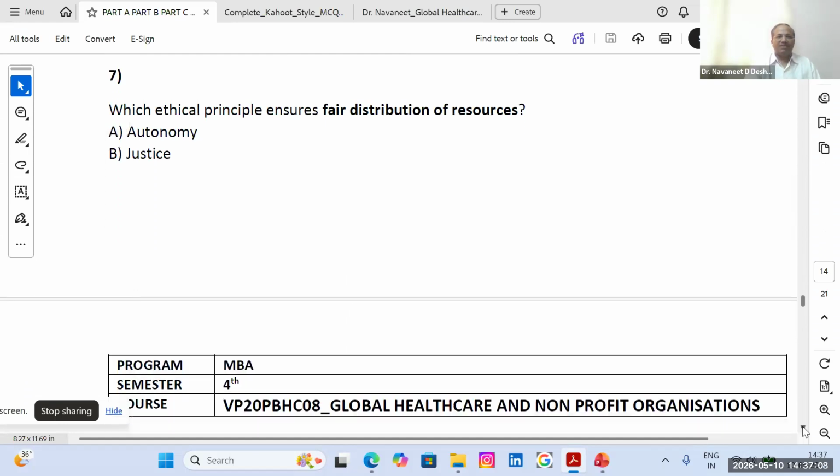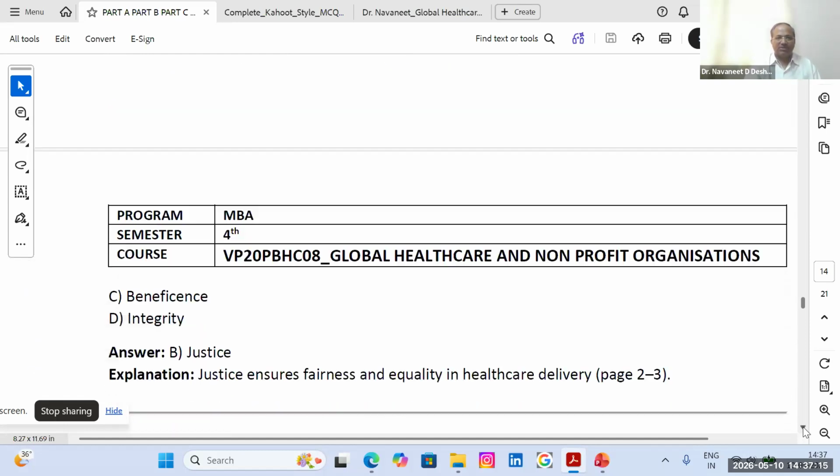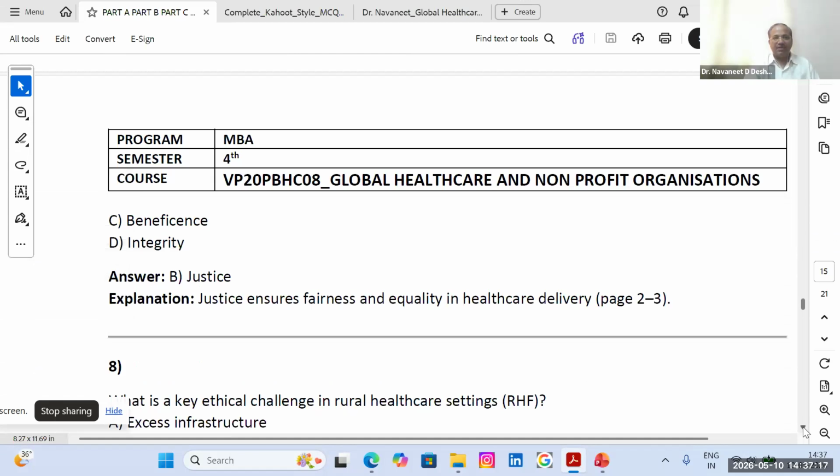Next question. What ethical principle ensures fair distribution of resources? A. Autonomy. B. Justice. C. Beneficence. And D. Integrity. The correct answer is B. Justice, because justice ensures fairness and equality in healthcare delivery.